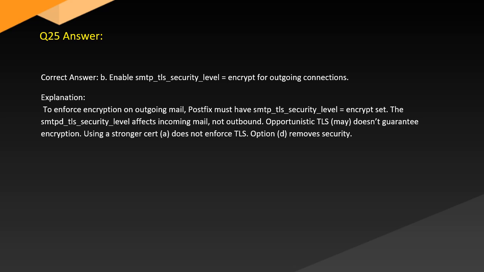Correct answer: B. Enable smtp_tls_security_level equals encrypt for outgoing connections. Explanation: To enforce encryption on outgoing mail, Postfix must have smtp_tls_security_level equals encrypt set. The smtpd security level affects incoming mail, not outbound. Opportunistic TLS, may, doesn't guarantee encryption. Using a stronger certificate does not enforce TLS. Option D removes security.